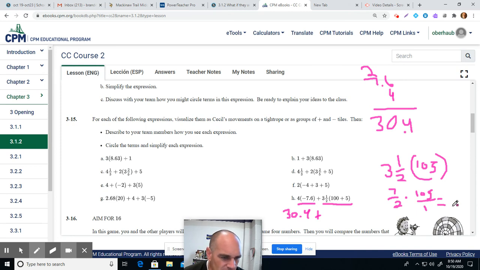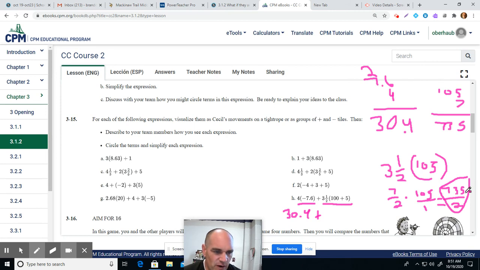All right, so let's see. On top, 105 times 7. So 105 times 7, that's 35. Carry a 3. And then 7 times 1 is 7. So this becomes 735 over 2 times 1 is 2. So now we have this big, ugly, top-heavy fraction. So let's see. Top goes inside, 735. Goes outside, 2 goes into 7 3 times.